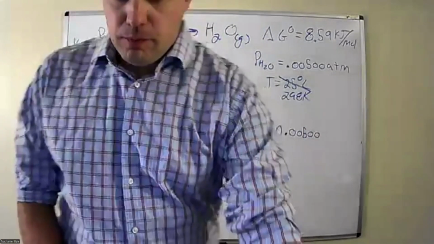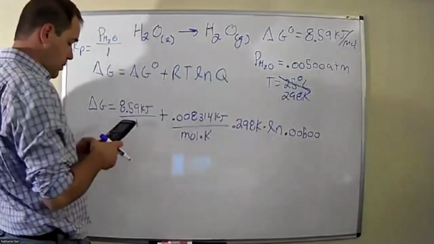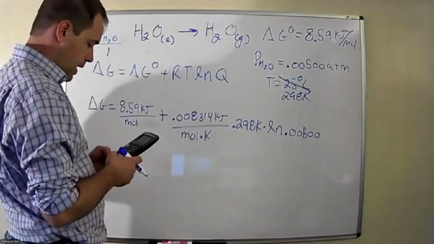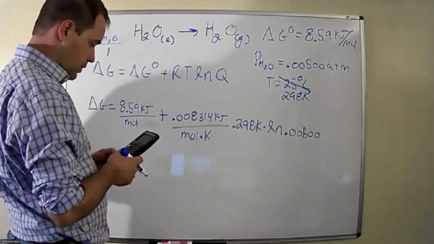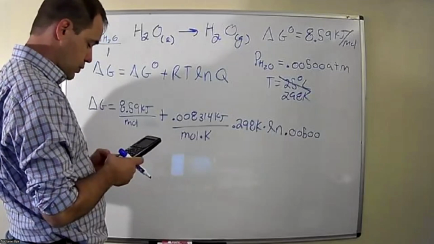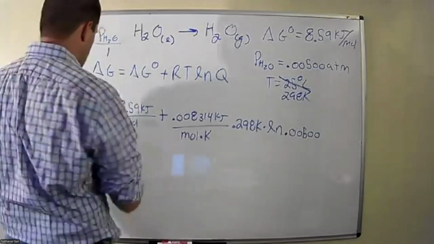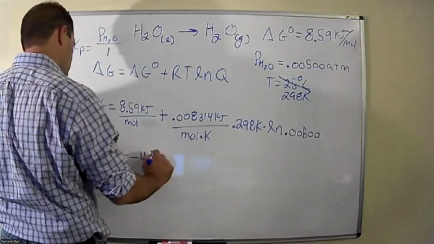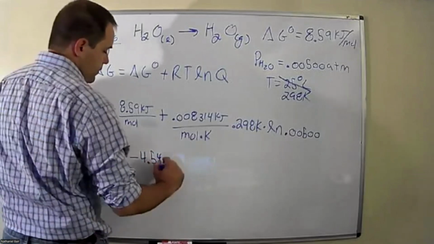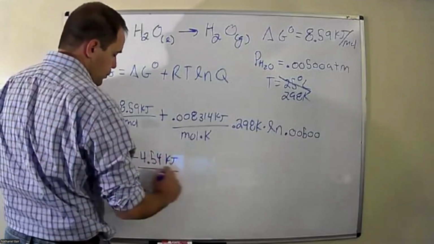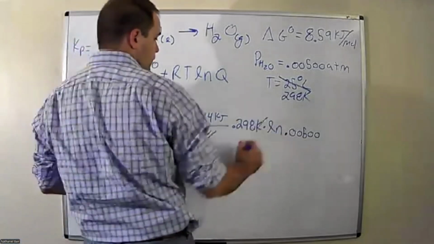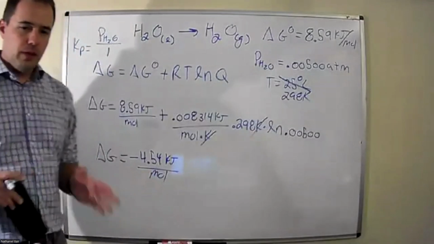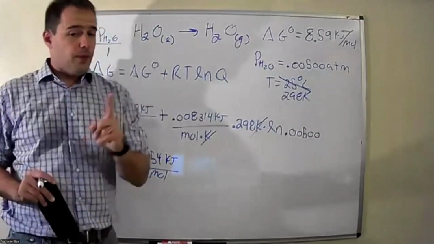So now all that's left to do is just plug that in. So here we go. 8.59 plus 0.008314 times 298 times the natural log of 0.005. And we get delta G non-standard is negative 4.54 kilojoules per mole, because the Kelvin cancels out. We've done it, folks. We just proved that water will indeed evaporate.